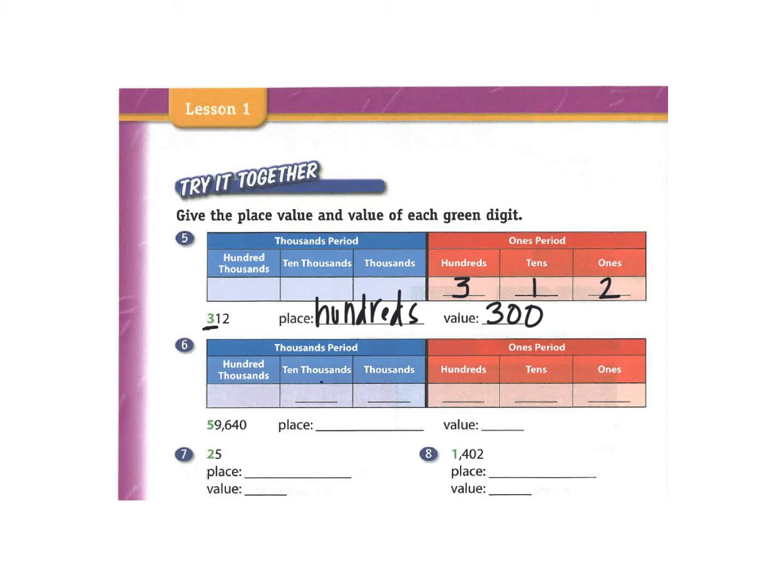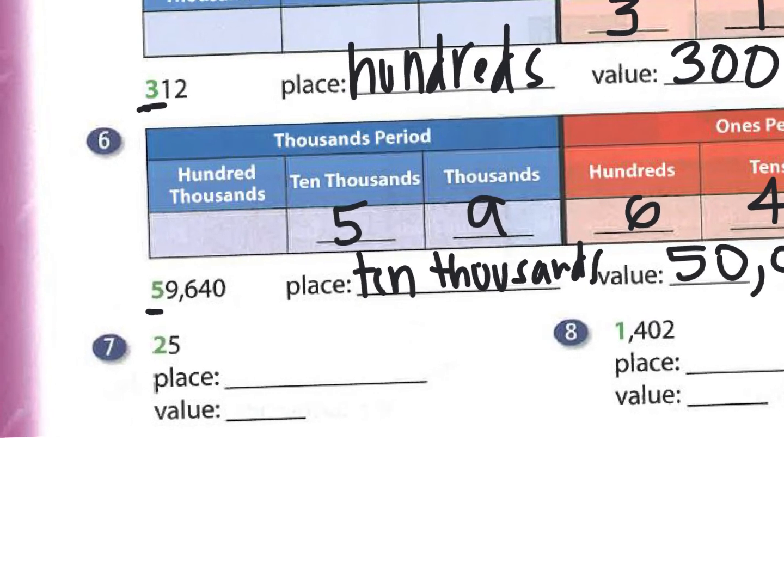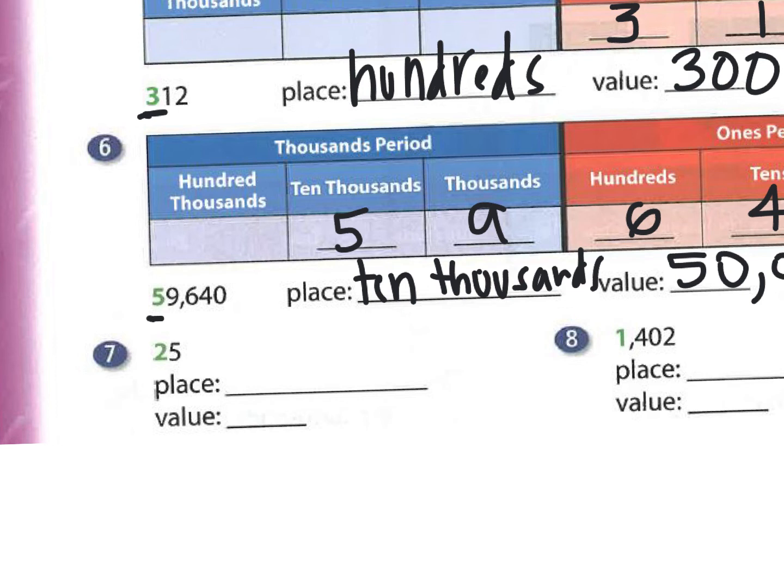The next one is 59,640. So the place of the green number is 5, so that's in the 10 thousands. So we would write it like that. And since it's 10,000, there's 5 of them, that is worth 50,000. Now down here on this one, we don't have a chart to fill out, but we can see there's a green 2, and the place of that is in the tens place. So then the value of that is 20.